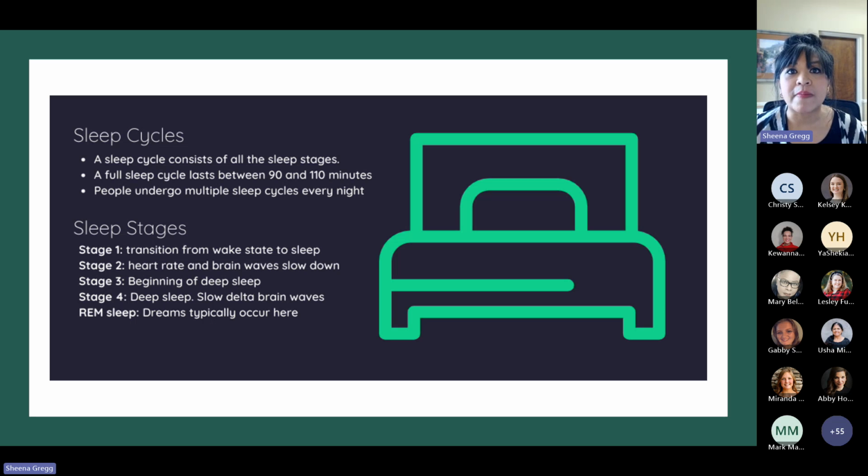So let's talk a little bit about sleep cycles and the different sleep stages. When we think about what a sleep cycle is, that is going to include all five of the different sleep stages, and that's going to last anywhere between 90 to 110 minutes, and we'll go through multiple sleep cycles in a night. Stage one is your lightest stage of sleep. Your brain wave frequencies are only slightly slower than when a person is awake, and breathing is going to be at a more normal rate. This is going to be your first 5 to 10 minutes after you've dozed off.